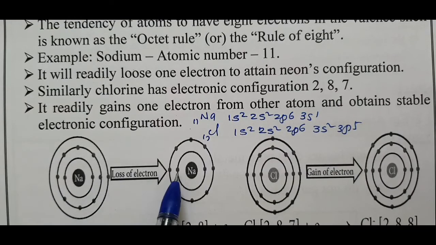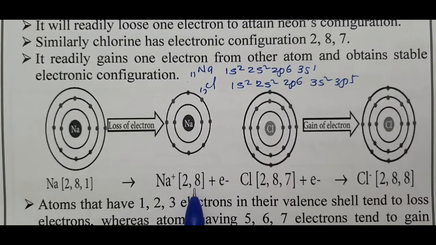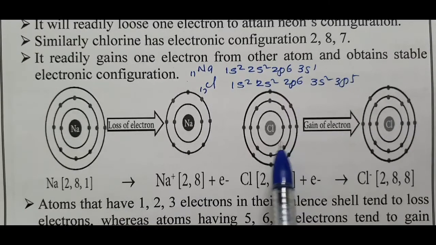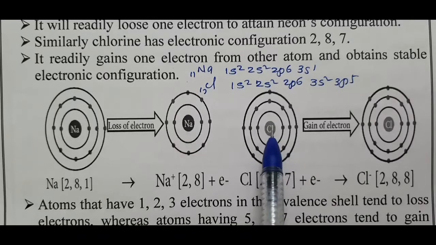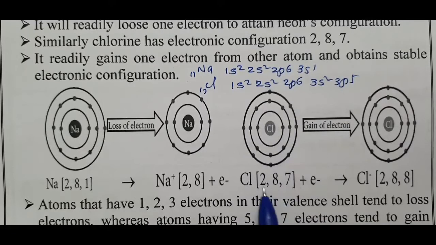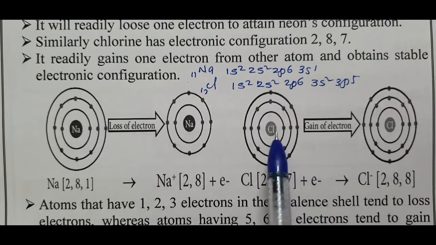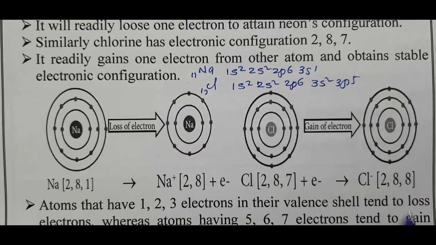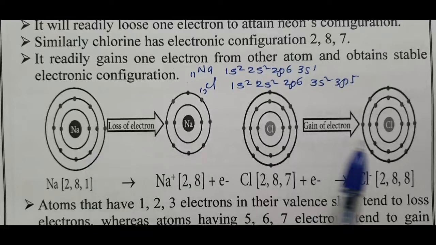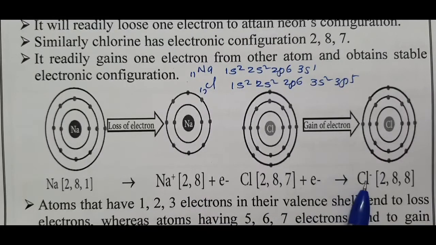After loss of 1 electron, the Na plus ion has only 2 cells. That means the first cell contains 2 electrons, the second cell contains 8 electrons after loss of 1 electron. Come to the chlorine atom. Chlorine, first cell containing 2 electrons, second cell 8 electrons, third cell 7 electrons, 2, 8, 7. It gains 1 electron. This electron is lost by the sodium atom. Gain of electron gives the Cl minus ion. After loss and gain of electron, Na plus gets octet, 8 electrons in the outermost cell. Cl minus also gets octet, 8 electrons in the outermost cell.